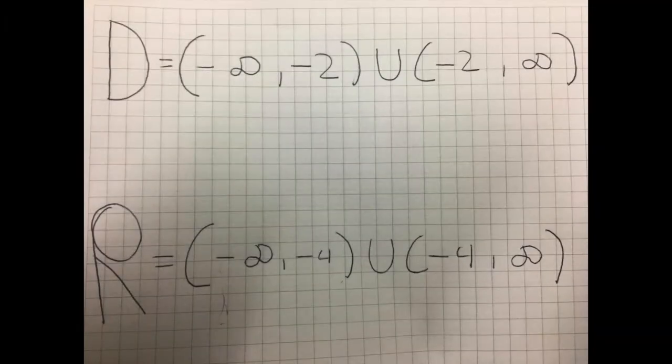Domain and range. For the domain, we are going to take the value of the vertical asymptote and put it in intervals. First, it would be (minus infinity, minus 2) union (minus 2, infinity). For the range, we are going to take now the value of the horizontal asymptote, which is minus 4. So the range would be (minus infinity, minus 4) union (minus 4, infinity).